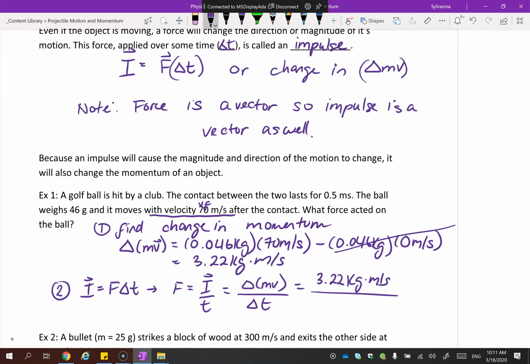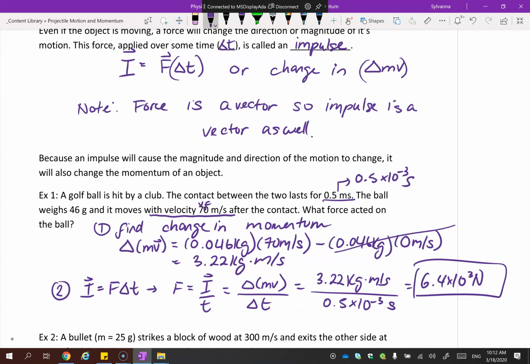Our change in time, we're given the time as 0.5 milliseconds. So we do need to find this in seconds. It'll be 0.5 times 10 to the power of negative 3 seconds. So we need to do the conversion from milliseconds to seconds. And I'm going to put that in the bottom of our fraction, and do our calculation. It's going to be 6.4 times 10 to the power of 3 newtons is our final answer.